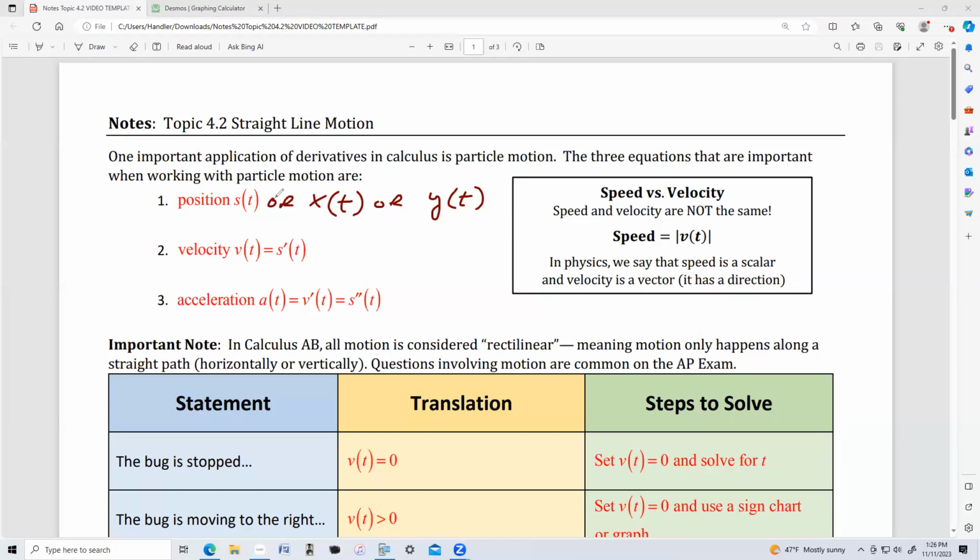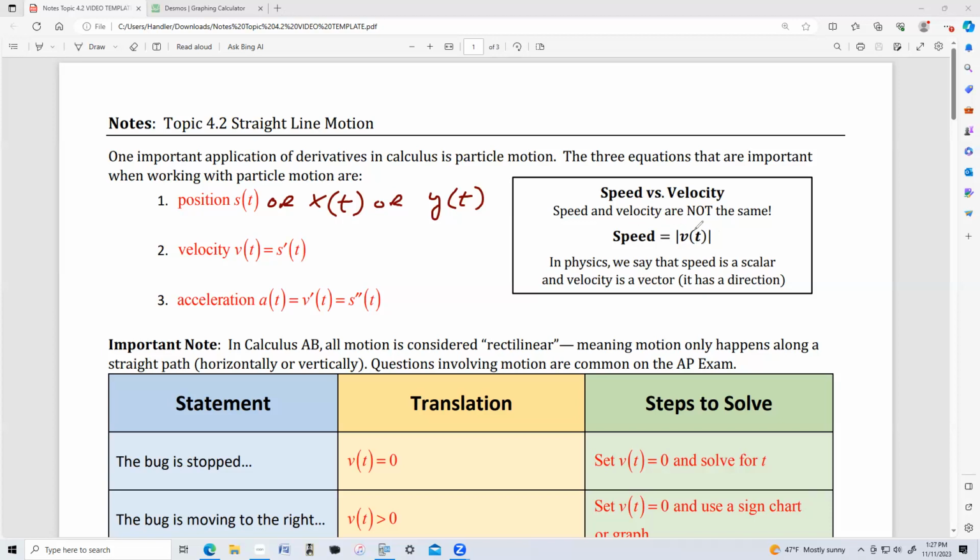Well, what happens if you take the derivative of position? The derivative of position would be distance per time, which is velocity. So velocity is the derivative of position. It could be the derivative of s, so velocity could be s prime. It could be x prime. It could be y prime. Velocity is the first derivative of position. And then if you take the derivative once more, you get acceleration. So acceleration can be thought of as the first derivative of velocity, or it can be thought of as the second derivative of position.